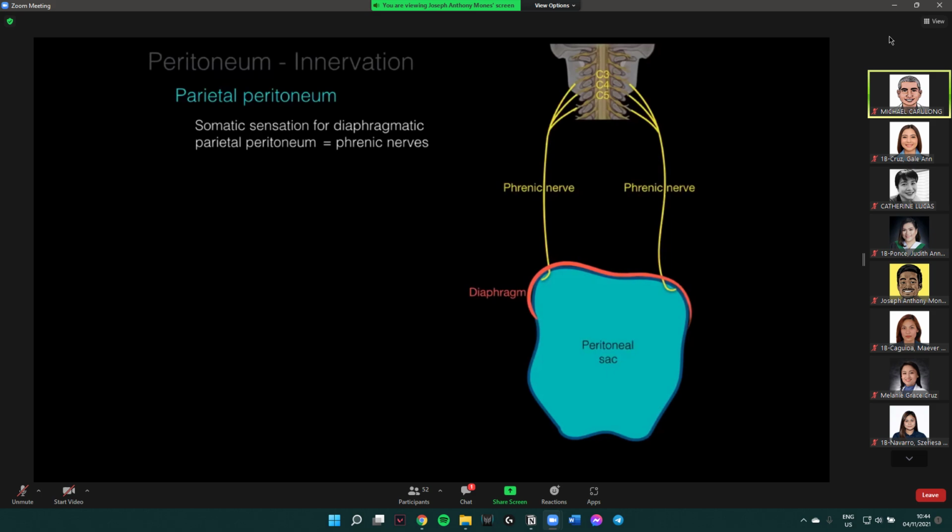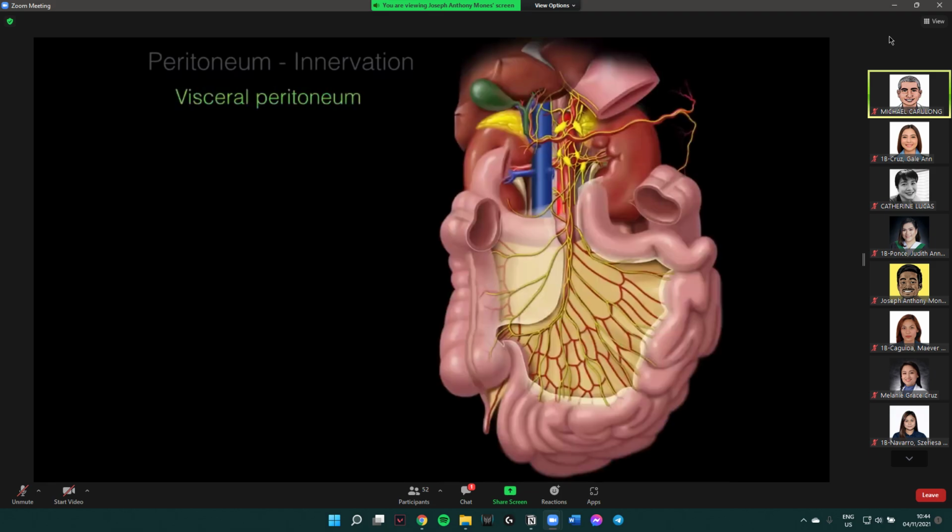So they come down, and they provide motor innervation to the diaphragm, but they also pierce through the diaphragm, and as you can see, go to the diaphragmatic surface and provide sensory innervation of the diaphragmatic portion of the parietal peritoneum in the house that Jack built.